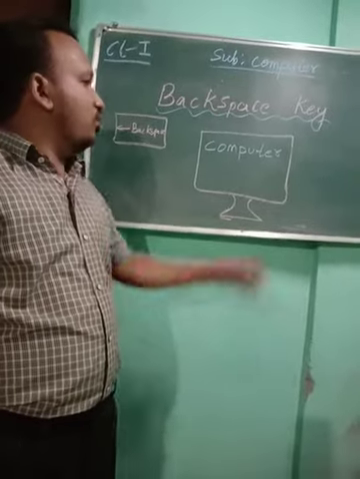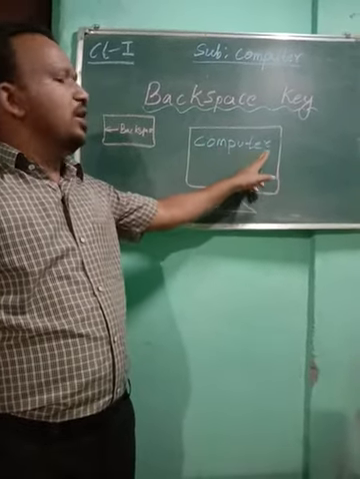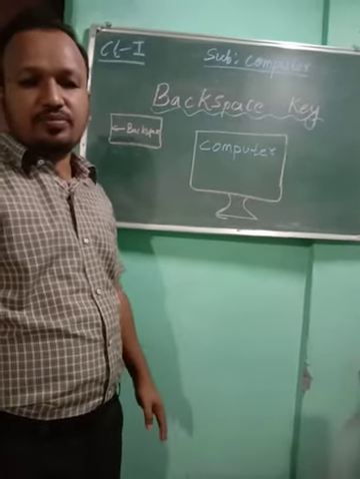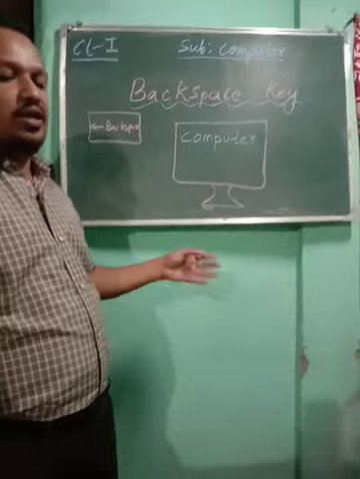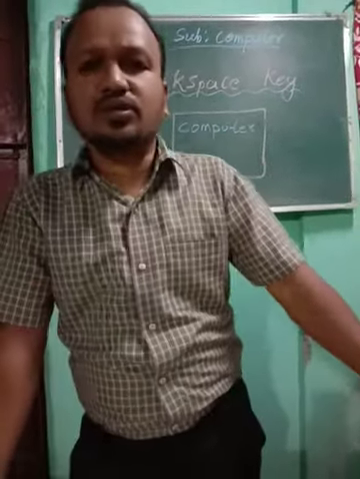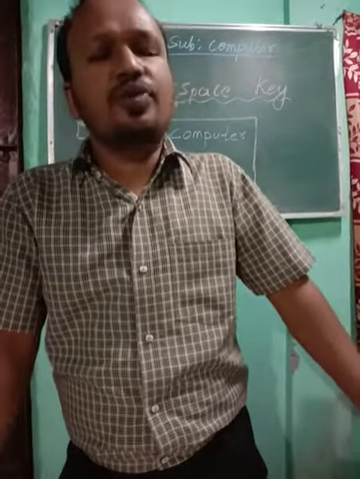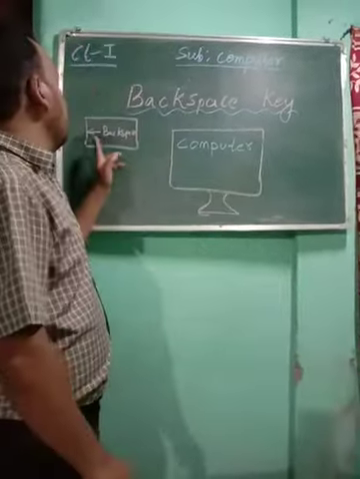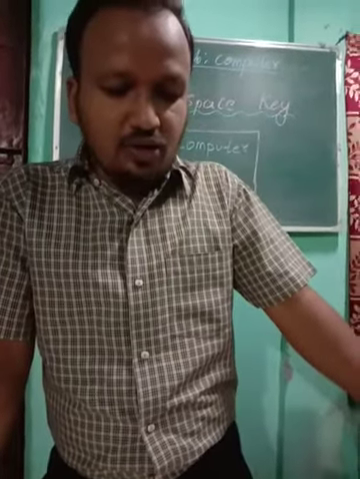Okay, this letter will get erased. So now it will become correct. COMPUTER, computer. So it became what? It became computer. So children, to correct the words, how to erase, how to rub that word, we use which key, children? We use backspace key. So backspace key is used to erase the wrong words.